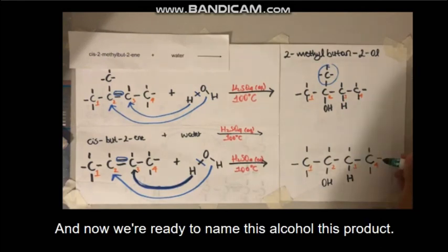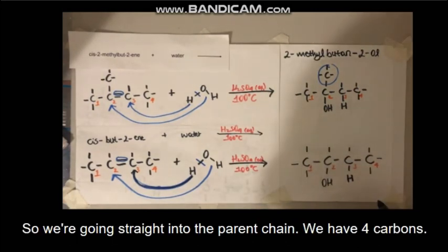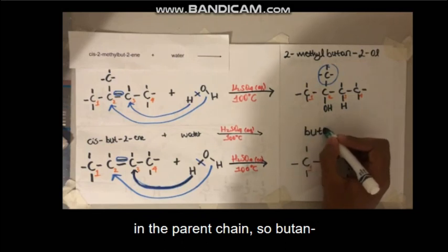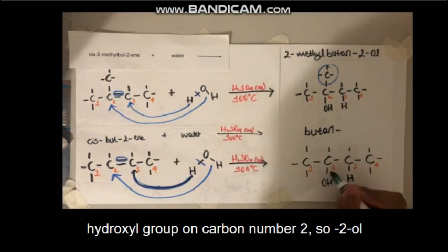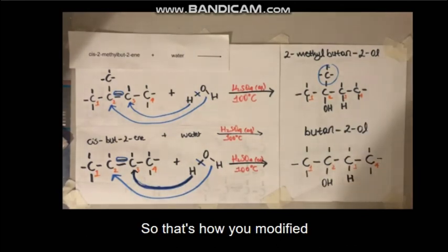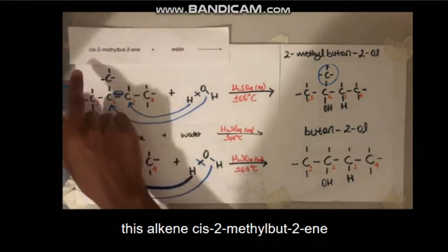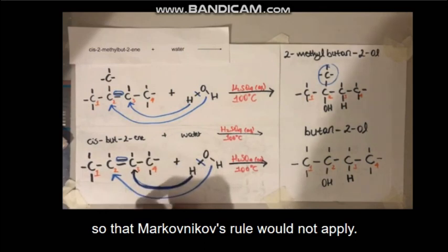And now we're ready to name this alcohol, this product. We don't have any branch, so we're going straight into the parent chain. We have 4 carbons in the parent chain, so butane. We have a hydroxyl group on carbon number 2, so 2-ol. So that's how you modify this alkene, cis-2-methylbutene, so that Markovnikov's rule would not apply.